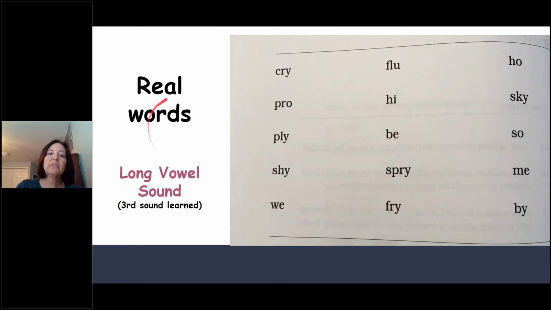These are real words. This is that other type of syllable that we haven't had a chance to practice yet. It's when a vowel is the final letter of a very short word, of a one-syllable word. The vowel is going to say its long sound.